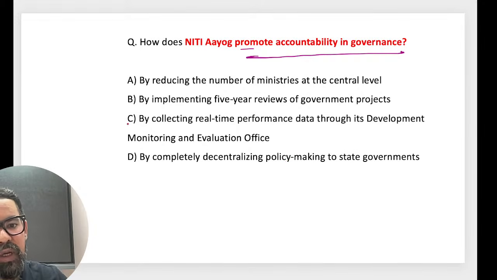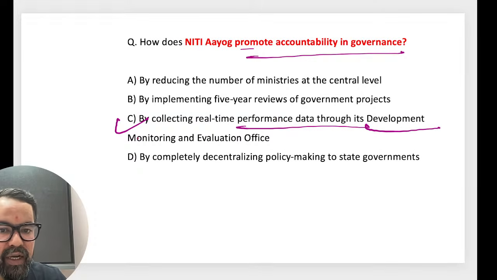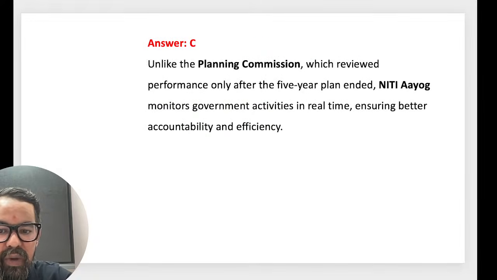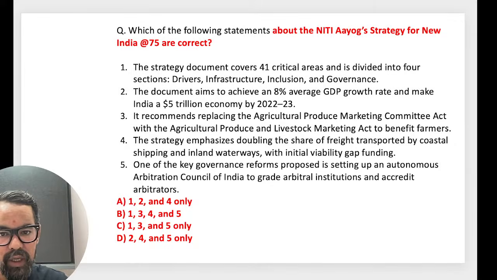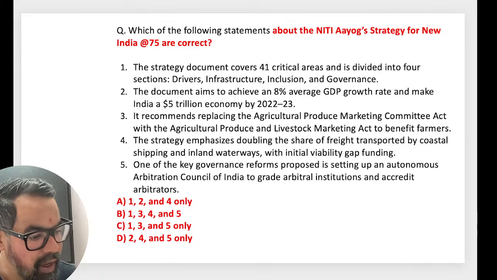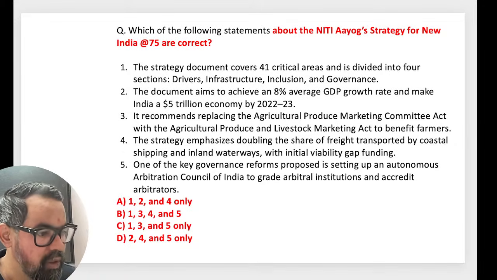Yes, so it is, what will be your correct answer, collecting real time data through its development monitoring and evaluation office, and advise government to help to work accordingly, right. बिल्कुल सही. C will be right answer. Next one. We Vinod sir, I missed something or what?